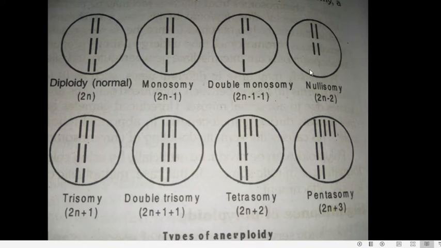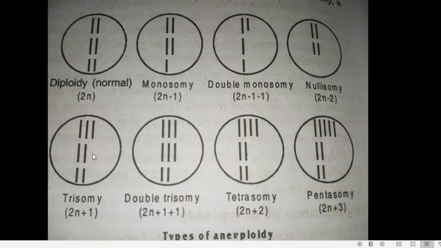Now we go to the third one. Here an entire homologous pair will be lost. So suppose this is chromosome 1, this is chromosome 2 and this is chromosome 3, and this is the whole chromosome set. From this set, a pair of homologous chromosomes itself is lost. Then that condition is called 2n minus 2, or nullisomy. So these are all examples of hypoploidy.